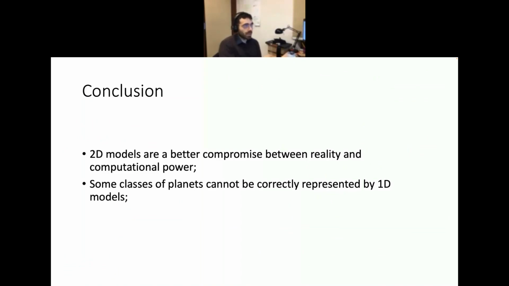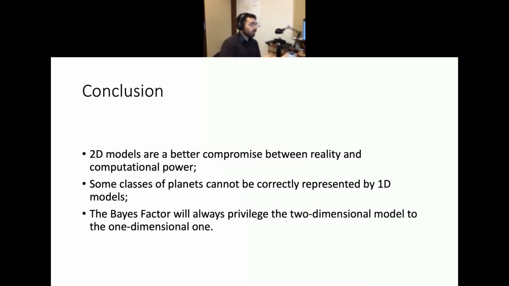We saw how some classes of planets cannot really be represented by 1D models, like ultra-hot Jupiters or planets which have a high asymmetry in their atmosphere. And when we perform atmospheric retrieval, we should always compare our models with other models, and the Bayes factor can help us do this comparison. In this case, for the ultra-hot Jupiters, the two-dimensional model always leads to a better and preferable solution compared to the one-dimensional one.